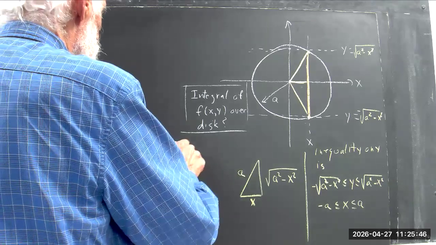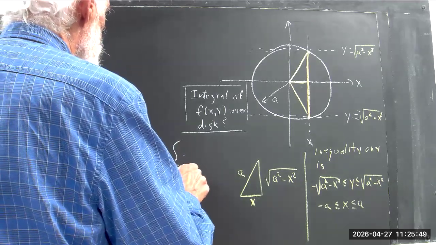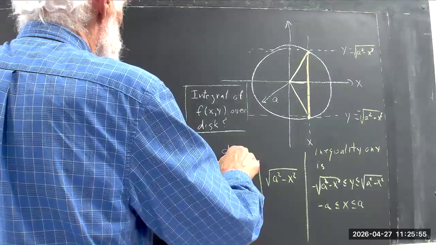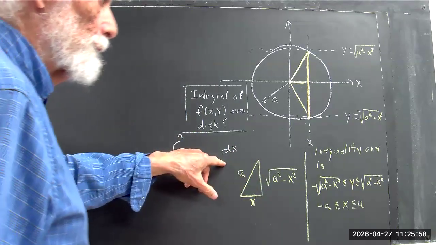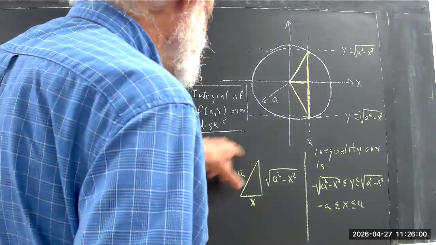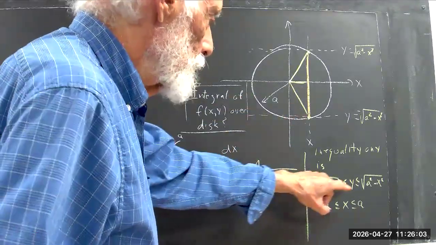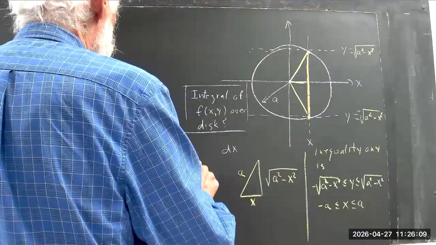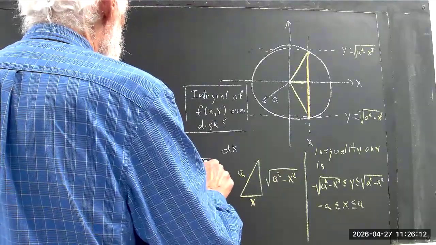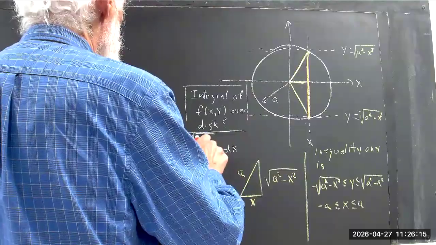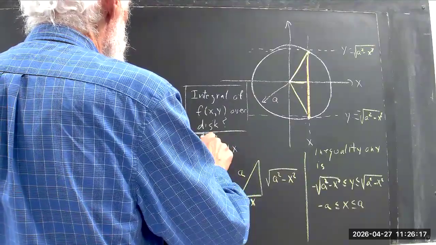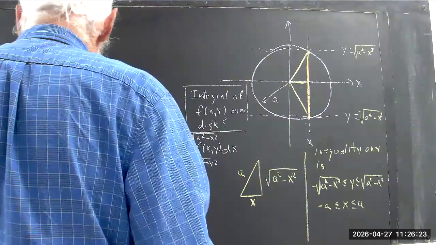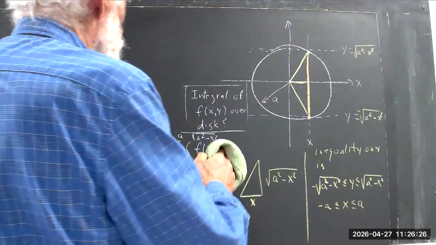Okay, answer. X goes from negative a to a. So you're integrating from negative a to a with respect to x. For any given x, you've got to integrate from negative square root of a squared minus x squared to square root of a squared minus x squared. Didn't leave myself room. Got to have a dy in there.